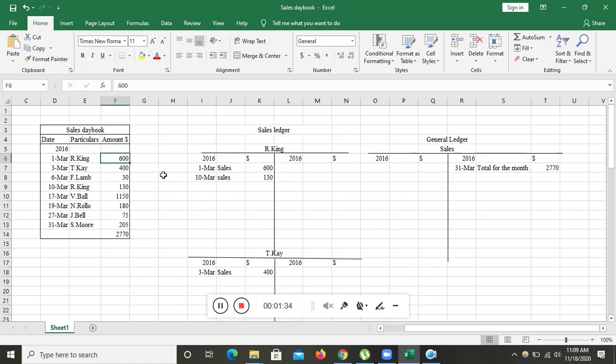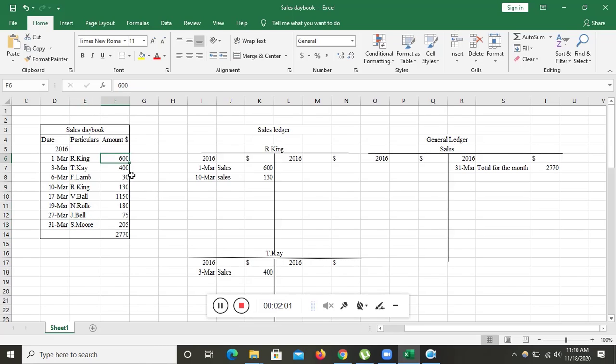Okay, so here it was not being asked in the question, so what I did, I made the sales daybook. Sales daybook format is very much easier. Date, particulars and amount. The year would be at the top, then we will start writing the date below it, and there are several names which are given in the question, that is R King, TK, F Lamb, R King, V Ball, N Rollo and J Bell, S Moore. The amounts are given over there.